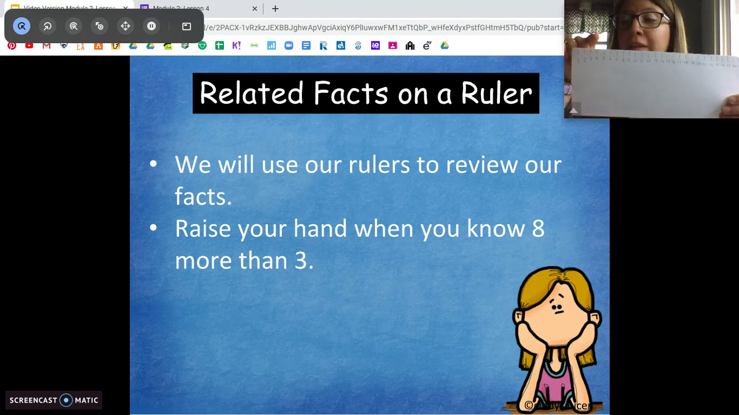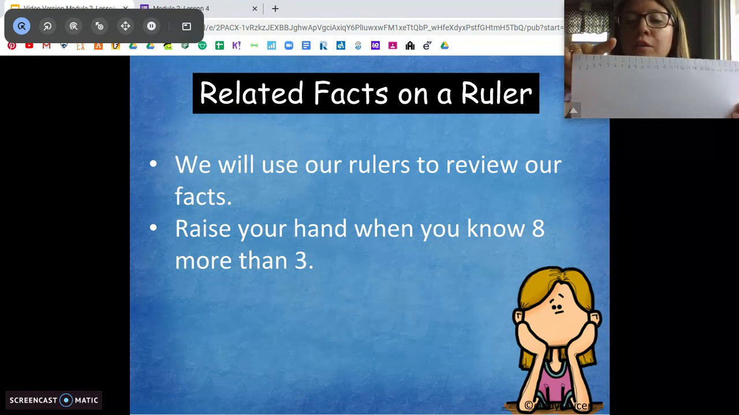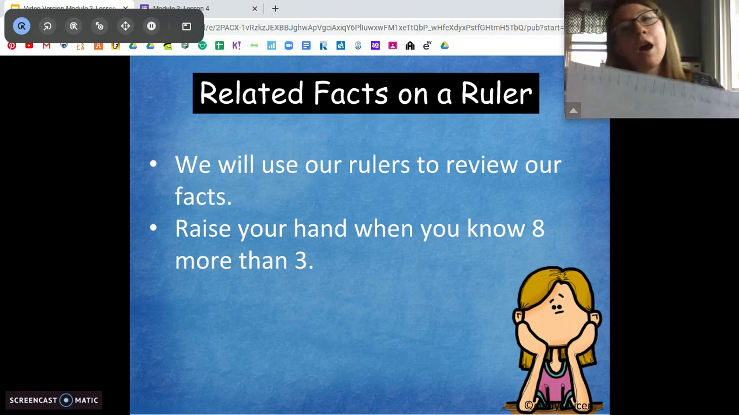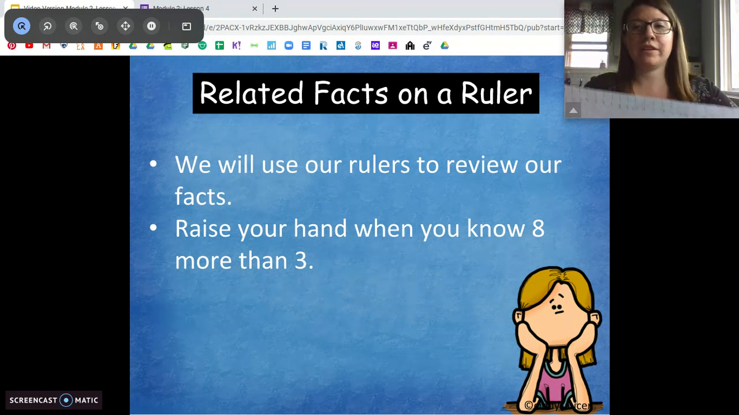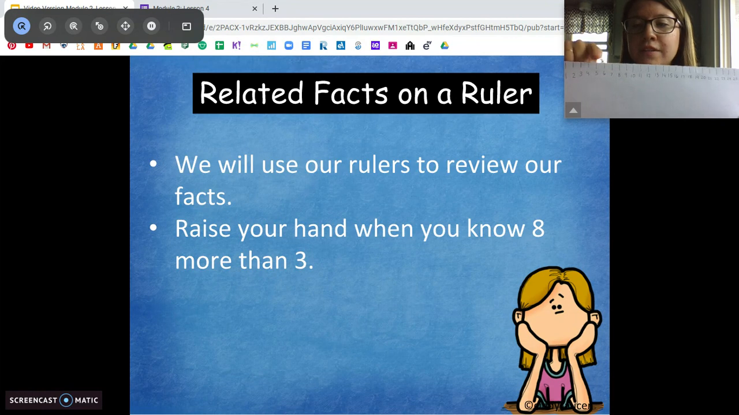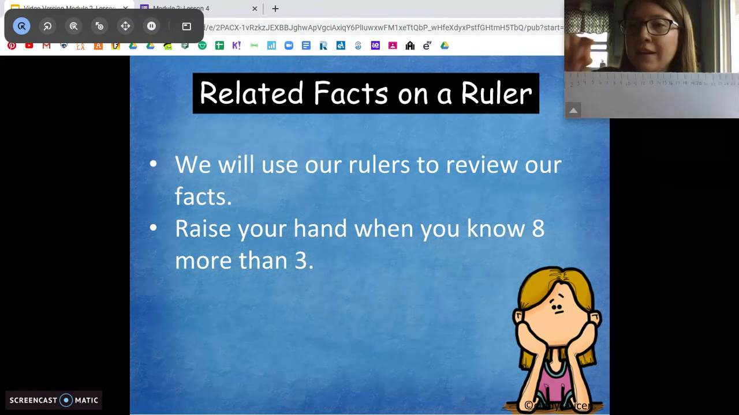So I would start on 3, and I want to know what 8 more is, so I'm going to make 8 hops. 1, 2, 3, 4, 5, 6, 7, 8. And I got to 11. So 8 more than 3 is 11. 8 plus 3 is 11. Now the opposite of that, we know whenever there's addition, we can do subtraction. We can do 11 minus 8. So we're going to hop backwards 8. 1, 2, 3, 4, 5, 6, 7, 8. 11 minus 8 is 3.